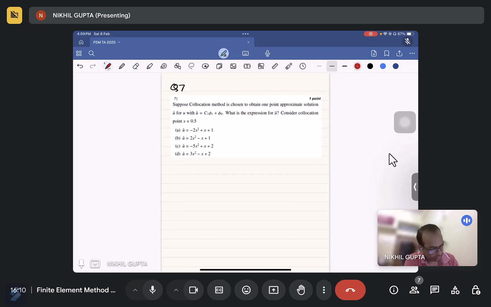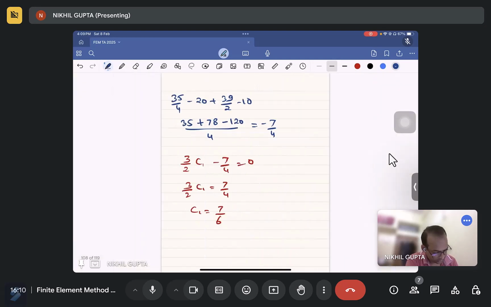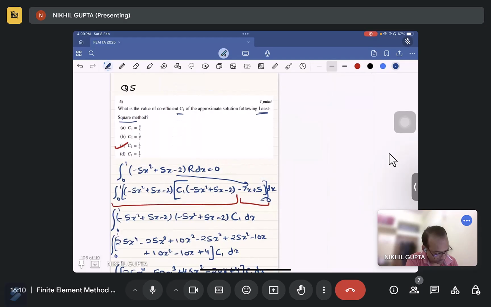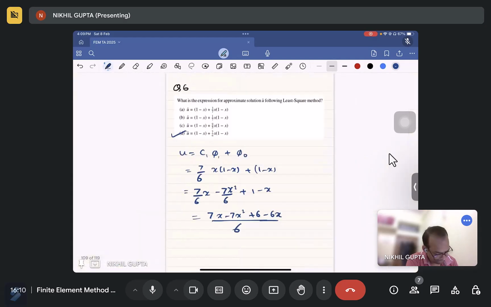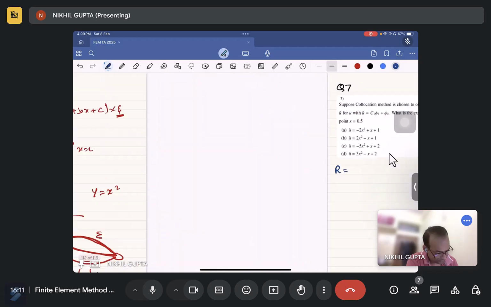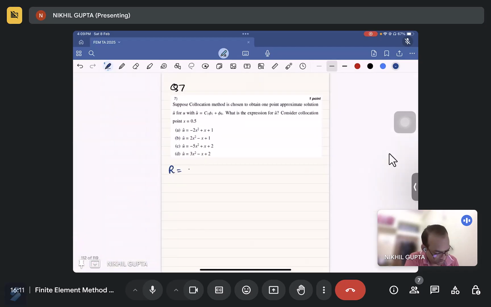We are using the same question, so we can use the same residual, which is C1 minus 5x square plus 5x minus 2, C1 is written, then minus 7x plus 5. Since it says that the collocation has to be found at point 0.5, we'll put it like this.